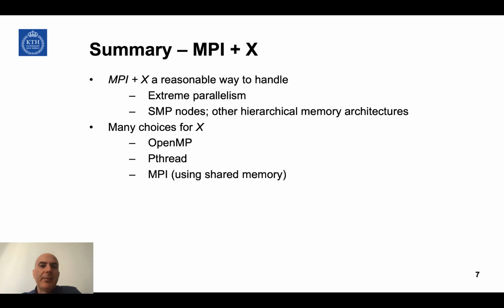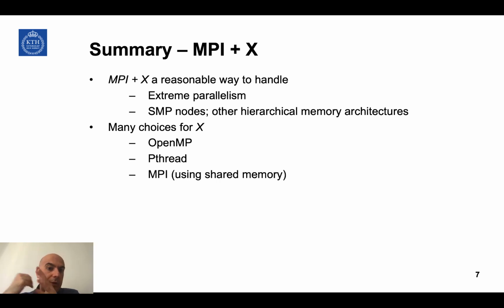So in summary, we have been looking at how to couple MPI plus X. MPI plus X is a very reasonable way to handle extreme parallelism. If you want to go to very large systems and use them very efficiently, we need to couple a model for distributed memory programming, that is MPI, with one model that handles the multi-threading on the nodes.